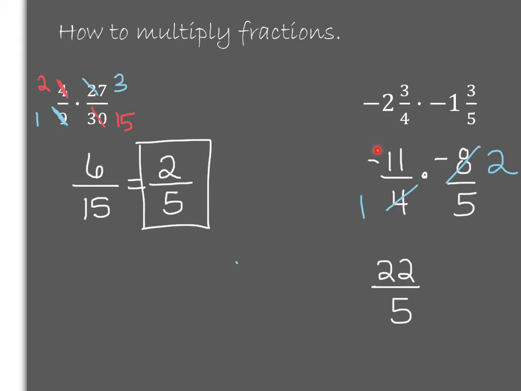I also have to follow my positive negative rule. So negative times negative is positive, so I don't need to put anything out front. 5 can fit into 22 4 times, with 2 left over. Final answer, 4 and 2/5.